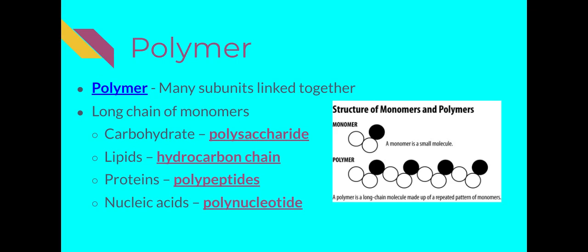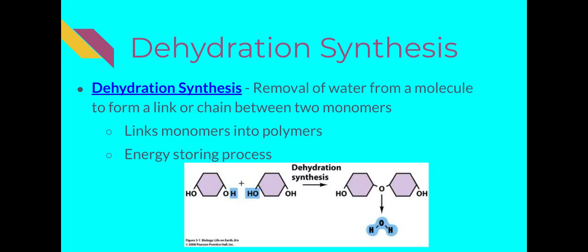And then proteins are polypeptides, which is many proteins. Peptide actually means protein. That's where that word comes from. And then nucleic acids, we have a polynucleotide. So all of those have poly on the front of them except for hydrocarbon chain. So that'll help you remember that they're all polymers.